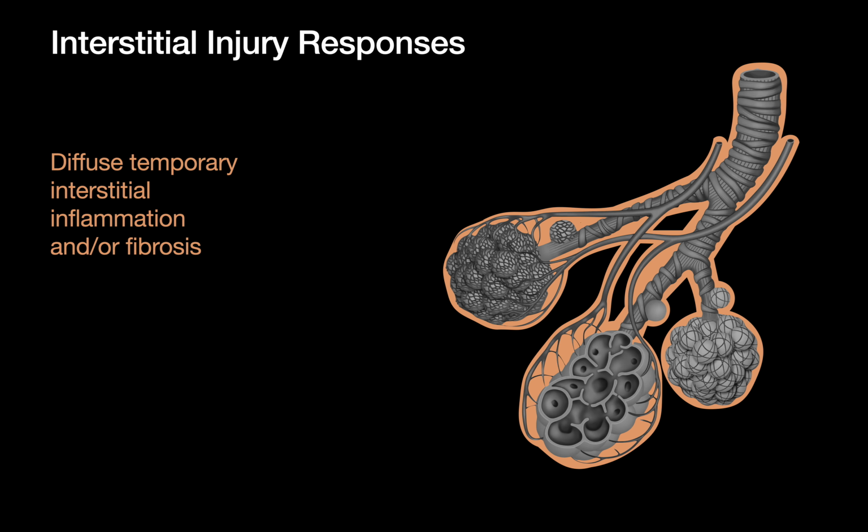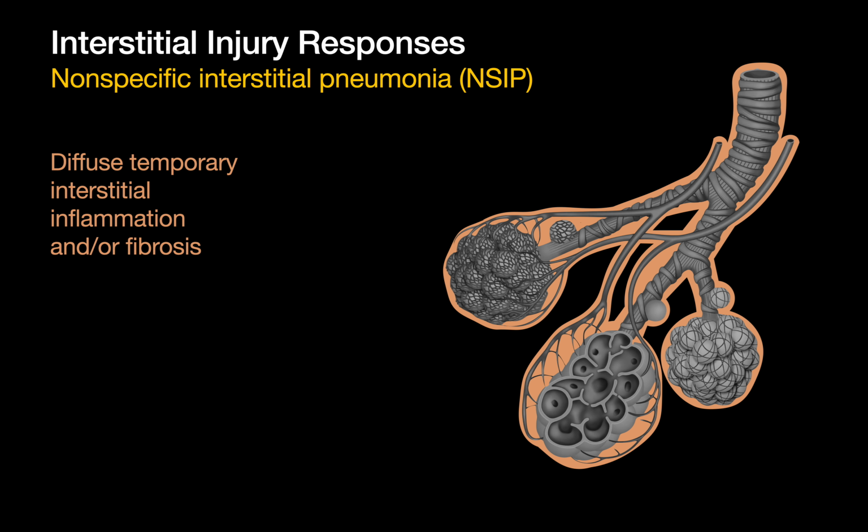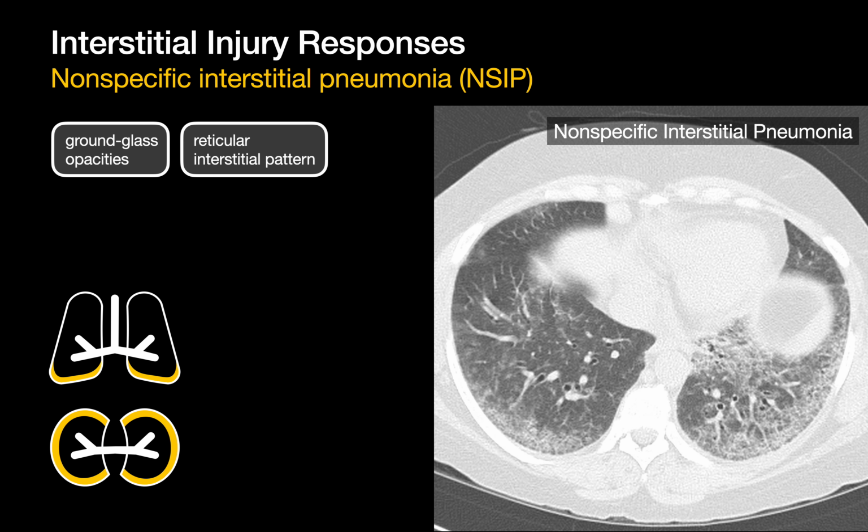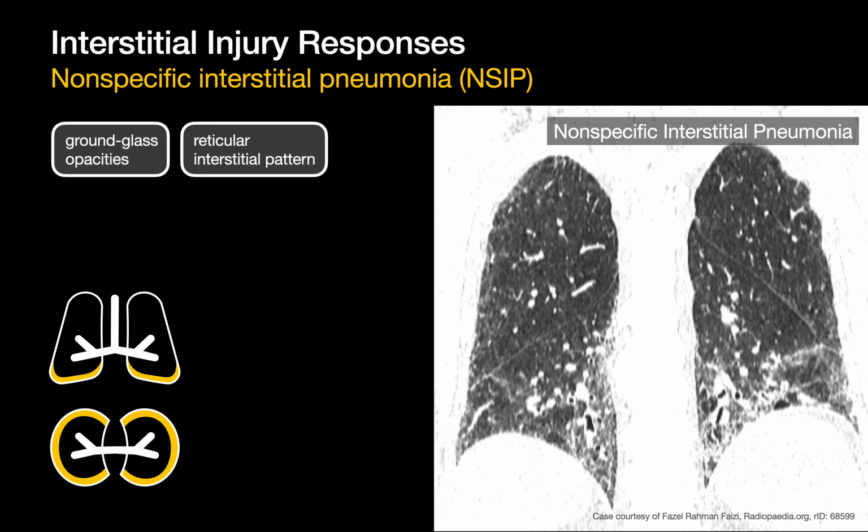In other patients, diffuse and temporally uniform interstitial inflammation and/or fibrosis occur in a disorder we label nonspecific interstitial pneumonia, or NSIP. In NSIP, the interstitial inflammation and fibrosis may contribute to the appearance of ground glass opacities and a reticular interstitial pattern on CT, respectively. Unlike UIP, NSIP tends to preserve lung architecture and may improve with treatment. The imaging features of NSIP generally appear in the basal lung zones in the coronal plane and in the peripheral lung zones in the axial plane. The distribution of imaging features in these zones is generally uniform.